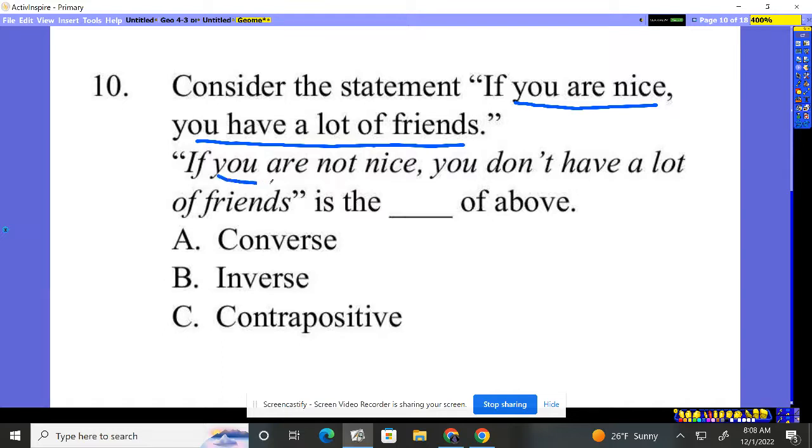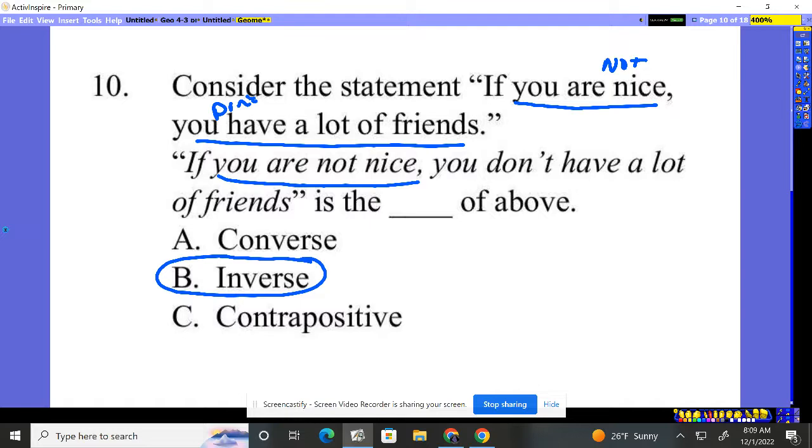Now, this says you are not nice. Now, it still has the if part. It just changed to not. And then it says you don't have a lot of friends. So it didn't flip anybody. It just simply negated the if and the then part. That is considered the inverse of the statement.